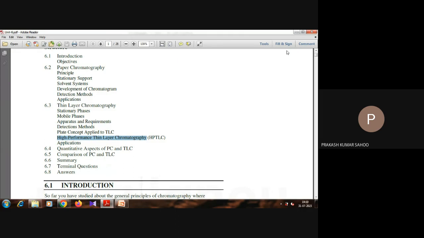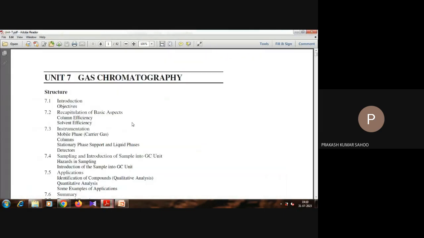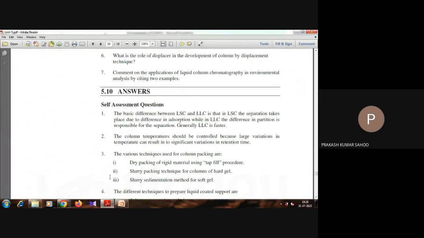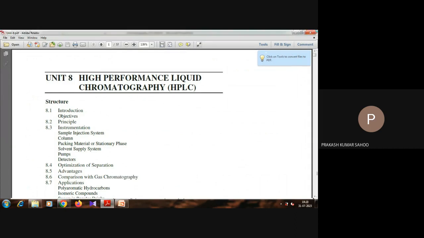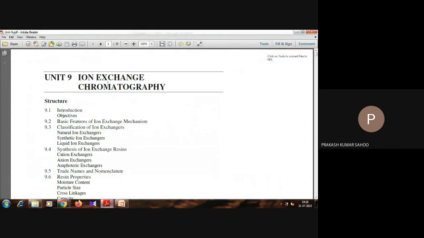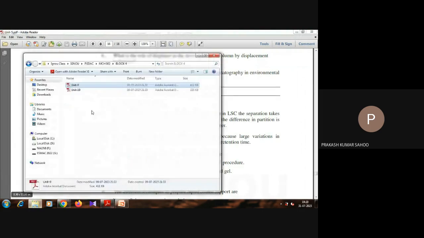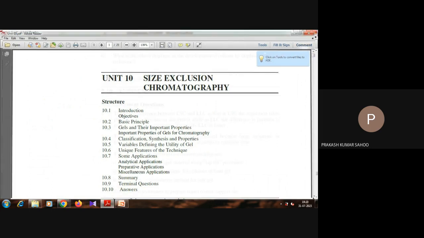Then after this, we will have Block 3. Again chromatography, gas chromatography is another chapter. Then we have high performance liquid chromatography, which we have shortly discussed today, that is HPLC. This is Unit 8, and after that I think the chromatography part ends. In Unit 4 we have ion exchange chromatography also, and the last one will be size exclusion chromatography, which depends on the size of the adsorbate, that is silica gel or alumina.